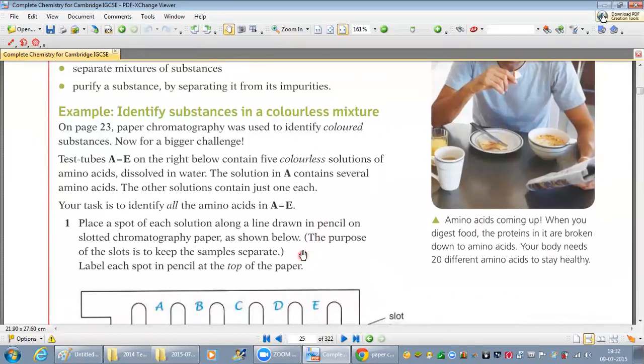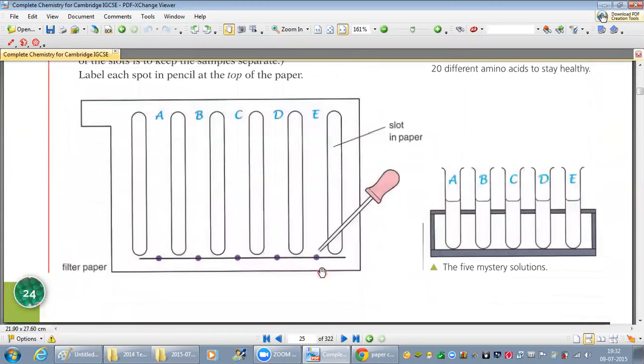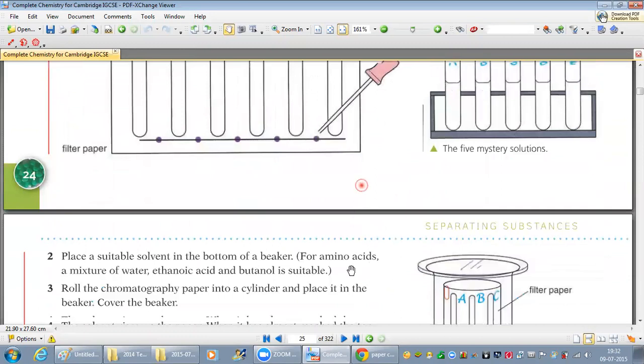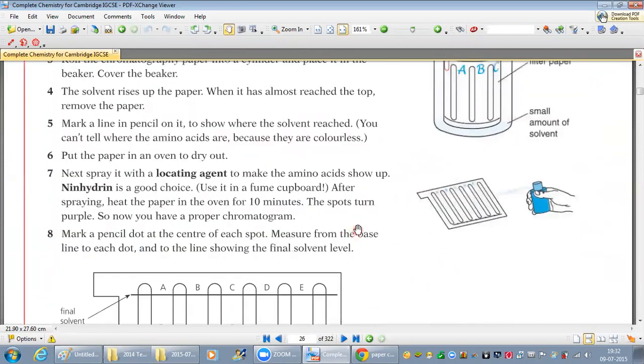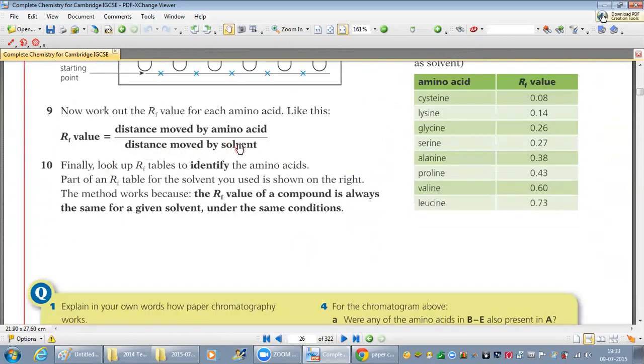The foodstuffs contain different kinds of amino acids. 20 different amino acids are required for our body to stay healthy. All these different amino acids can be separated by using this technique of chromatography. The substance that is traveling is also known as locating agent instead of solvent. You don't have to learn the names of all these substances. This is the definition of RF value: distance moved by the sample or pigment divided by distance moved by solvent.